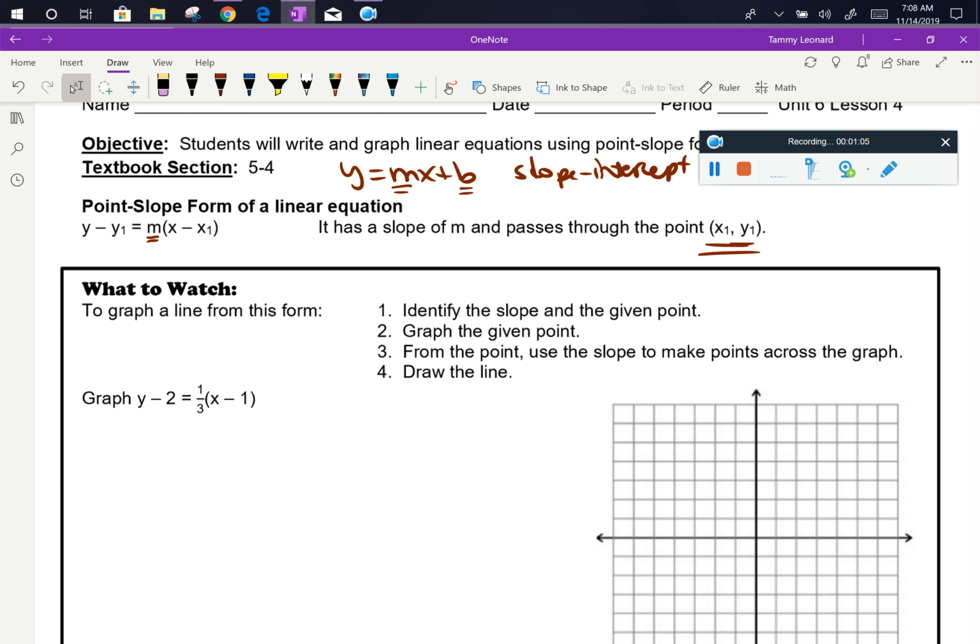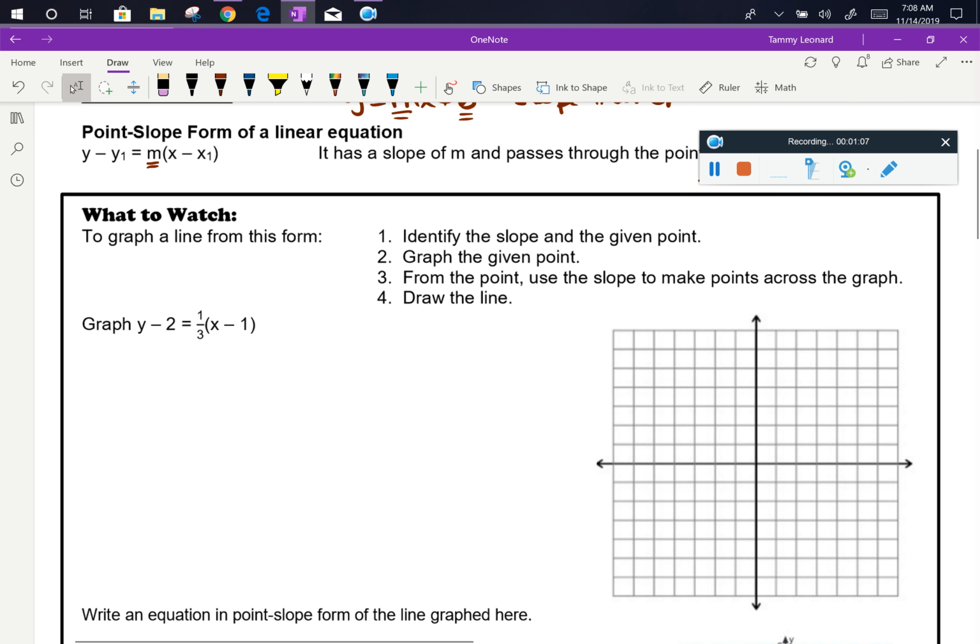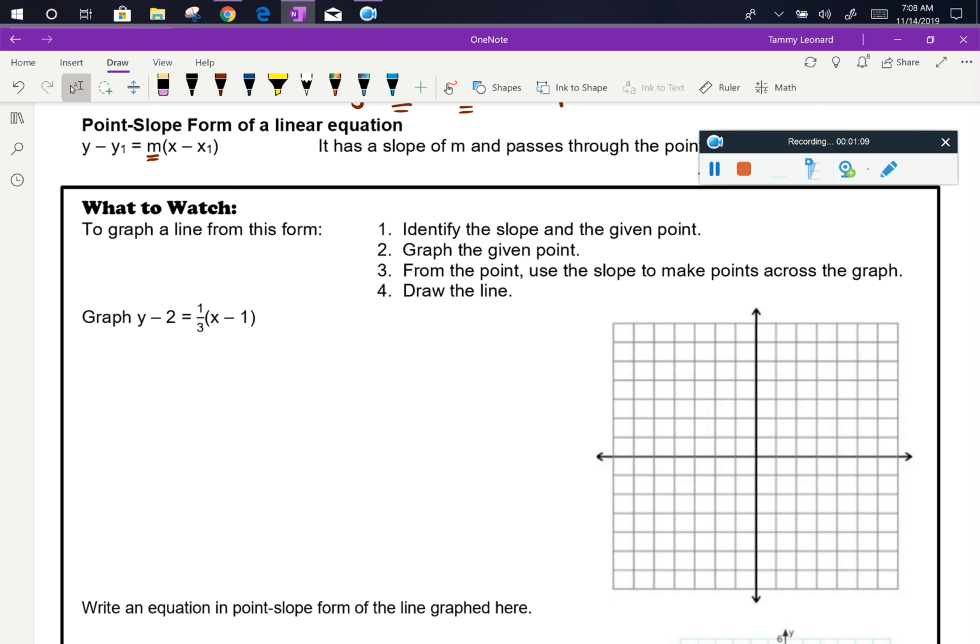Let's take a look at how we can make use of this form. First, we're asked to graph a line. And I've given you a set of steps above. Identify the slope and the given point, graph the given point, and from that point, use the slope to make all the points across the graph. Draw the line. And of course, we'll label as we always do.